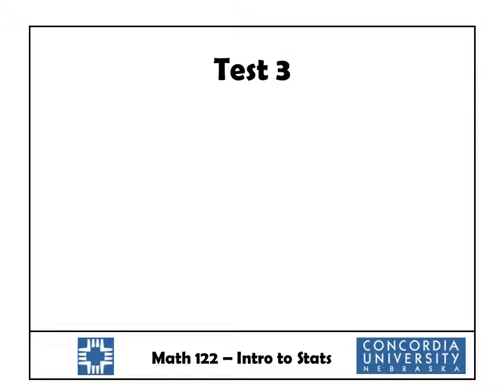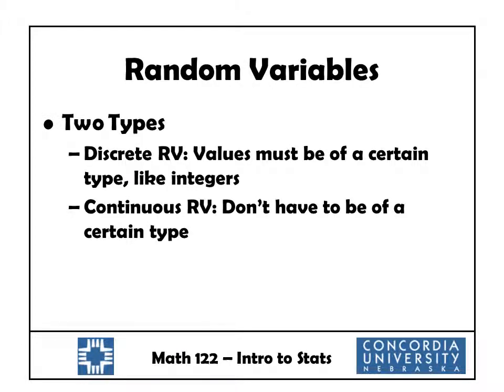So that was the last topic from Test 2. Test 3, we talked about continuous distributions and normal distributions specifically. So first thing we talked about for Test 3 was two types of random variables, or two types of distributions. We had discrete and continuous. Discrete, the values must be of a certain type, like integers. Continuous, they don't have to be of a certain type. They can take on any value within some range.